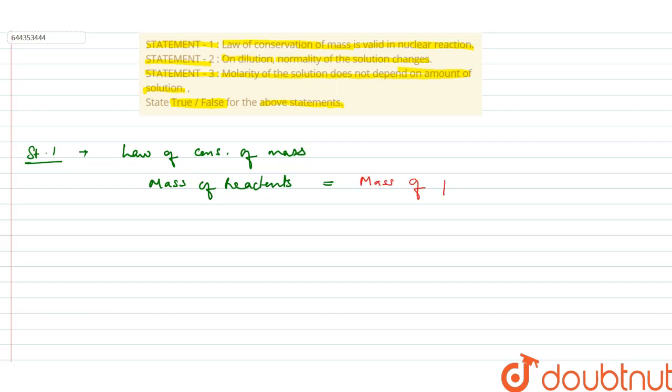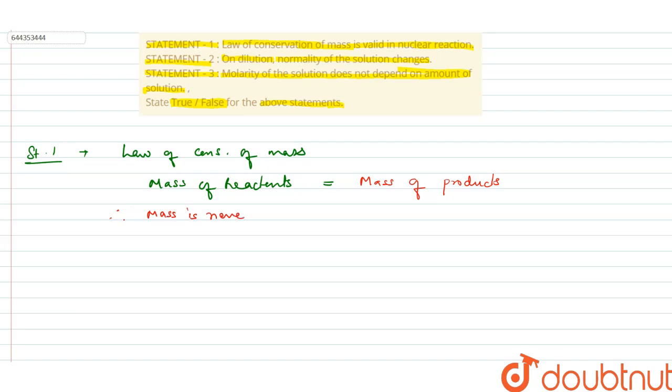So let us see all the statements one by one. First is statement 1: law of conservation of mass is valid in nuclear reaction. First of all, let us understand what the law of conservation of mass is. It tells us that the mass of reactants that we take in a chemical reaction is equal to the mass of products. Mass is never destroyed.